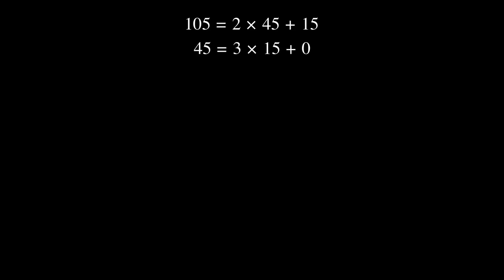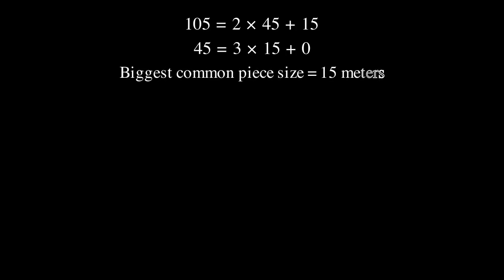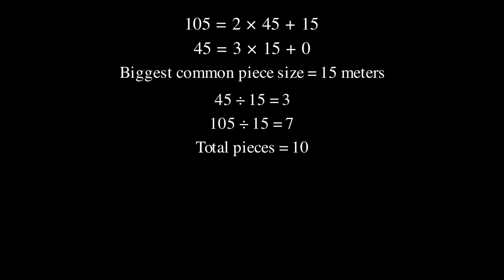Now split 45 into groups of 15. That gives exactly 3 full groups, with nothing left over. The leftover just hit 0, so 15 meters is the longest piece size that divides both rolls evenly. So each piece should be 15 meters long. The 45-meter roll gives 3 pieces, and the 105-meter roll gives 7 pieces, for a total of 10 pieces.